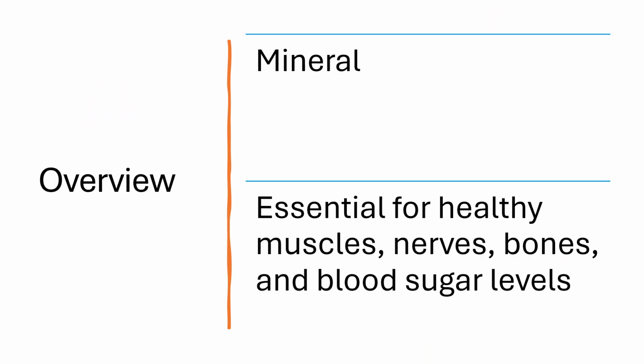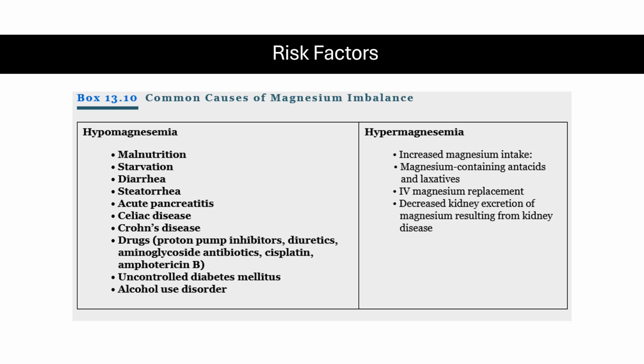Right, so we've got magnesium. Magnesium is a mineral essential for healthy muscles, nerves, bones, and blood sugar levels. These are your risk factors. For hypo, it's things like starvation. For hyper, it can be things like too much IV magnesium replacement. And you just want to think about who's at risk for these. So who would be at risk for malnutrition? Your older adult that might not be remembering to eat, so they might be very malnourished. And anybody above the age of 65 is considered an older adult, so making sure you're watching them for appropriate nutrition.